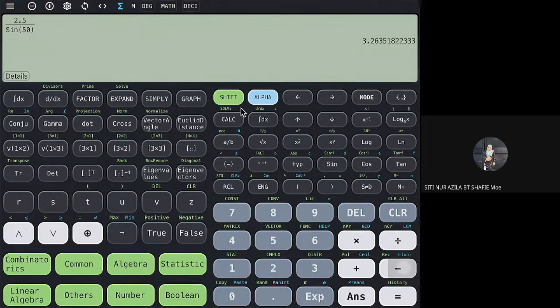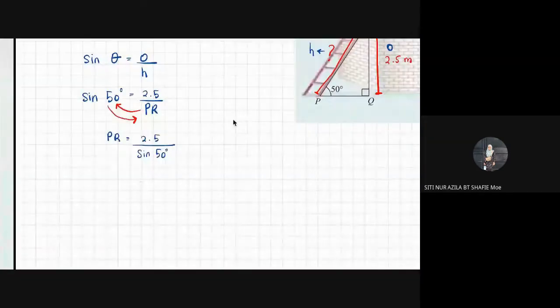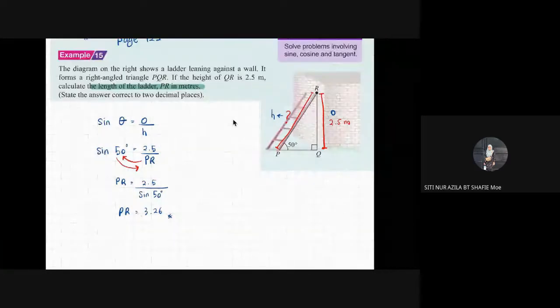Okay, good. If you get the same answer, then for the final answer, please round off your number to 2 decimal places only. For the final answer, you should give your answer in 2 decimal places only. Then you will stop at 6, and then round it off. You will get 3.26. Write down your answer as PR equal to 3.26. So this is how we solve problem solving type of question.